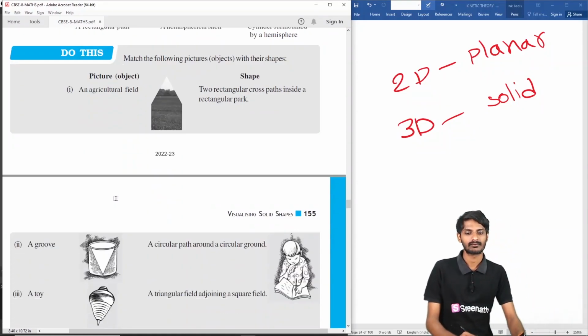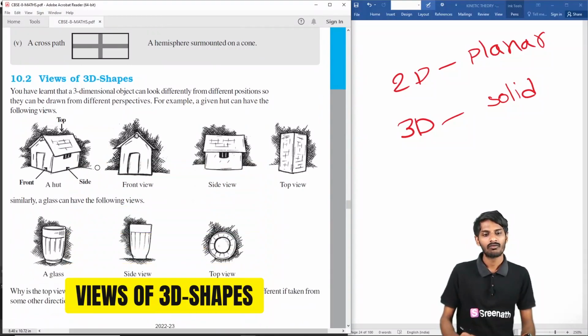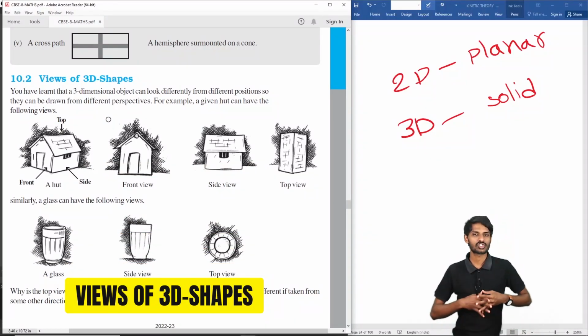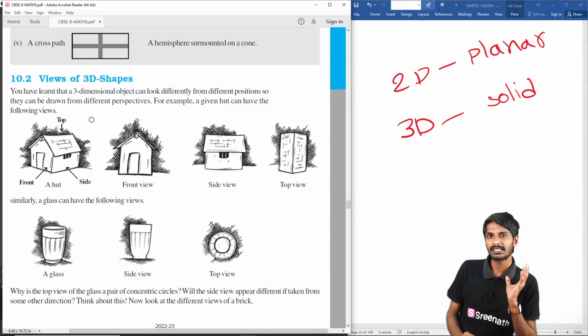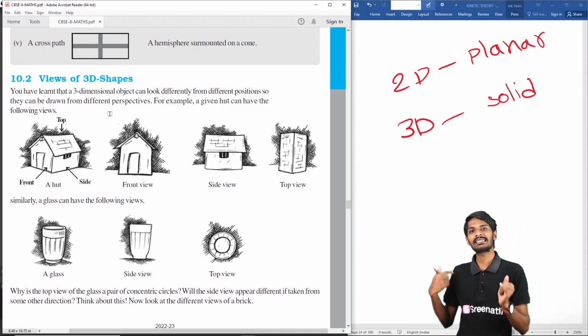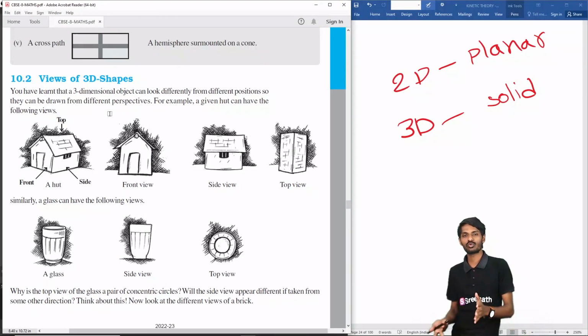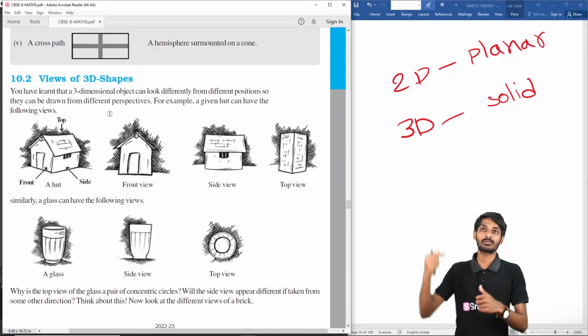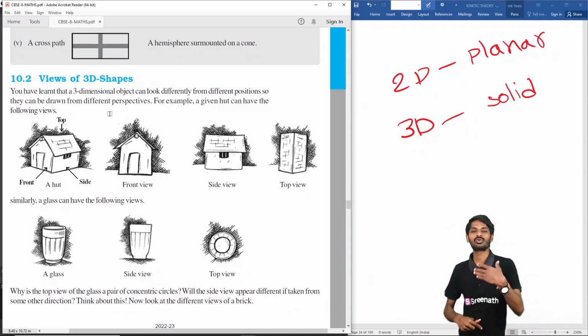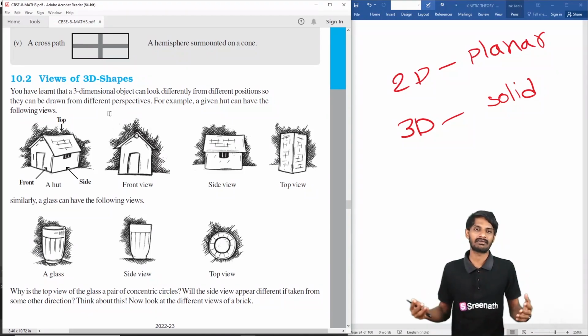And views of 3D shapes. If you look at these 3-dimensional shapes from different angles, from different views, they look different. If you view from the left side, it looks somewhat different. If you look from the top, it is different. If you look from the front or back, it is different.